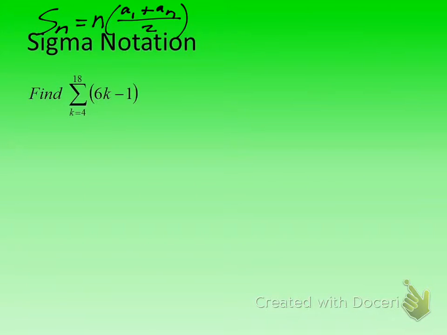Now, here's the trick. Here's the part where sigma can be a little confusing. This case tells you how you start using it. So you don't start with 1, you start with what? 4. So to find your first term in the sequence, to find a sub 1, you're going to plug 4 into that equation. So 6 times 4 minus 1, which gives you an a sub 1 of 23. That's a sub 1.